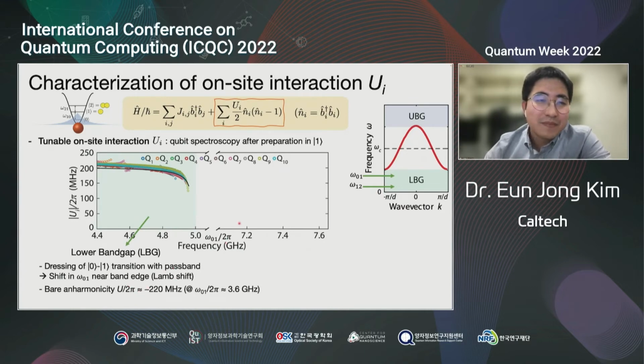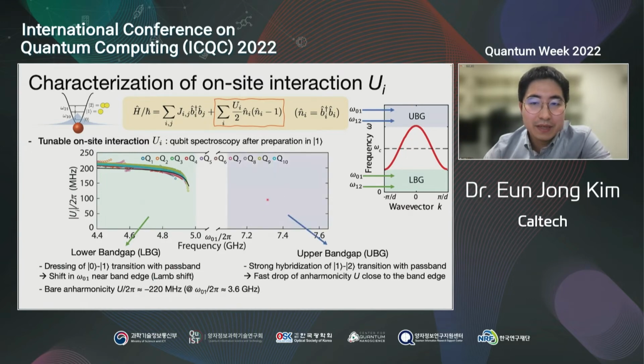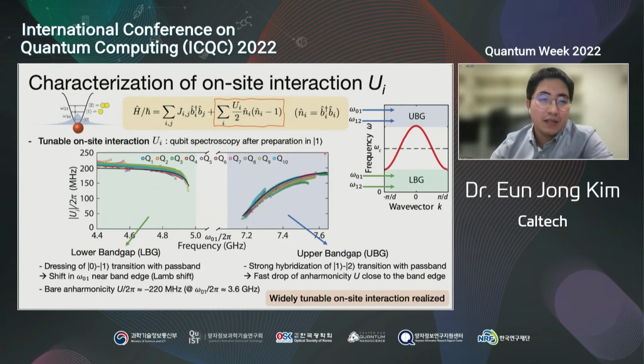And inside the upper bandgap, there's a very strong hybridization of the 1-2 transition as it's very close to the bandedge, which results in a very fast drop of anharmonicity close to the bandedge. And to summarize, we have achieved a very widely tunable on-site interaction.